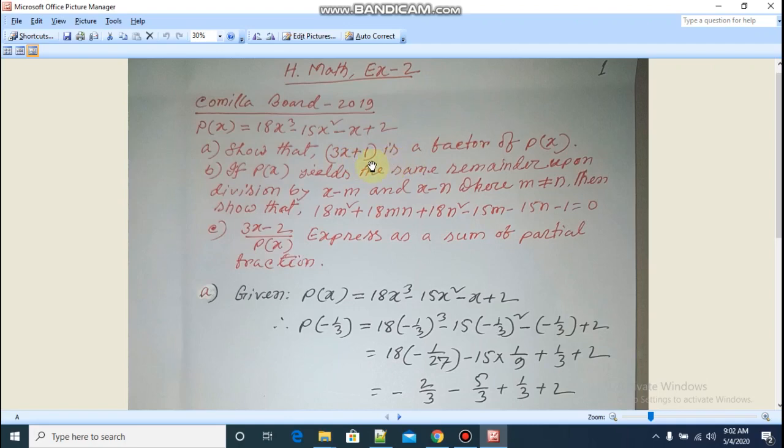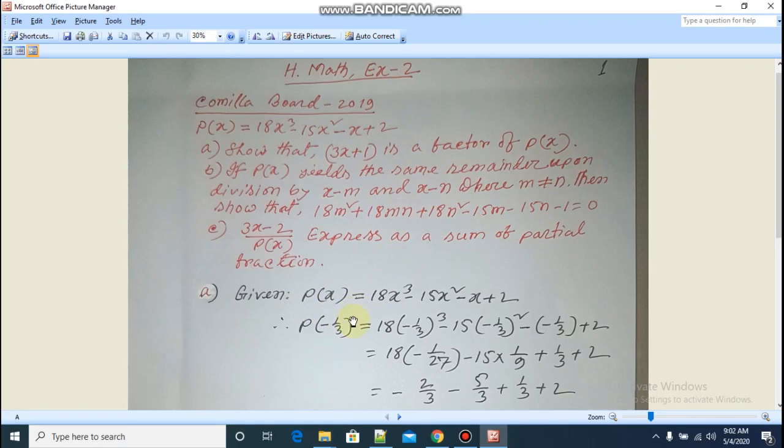I repeat, if we can show P of minus 1 by 3 equals 0, then we can say x plus 1 by 3 is a factor of P of x. This is the factor theorem.